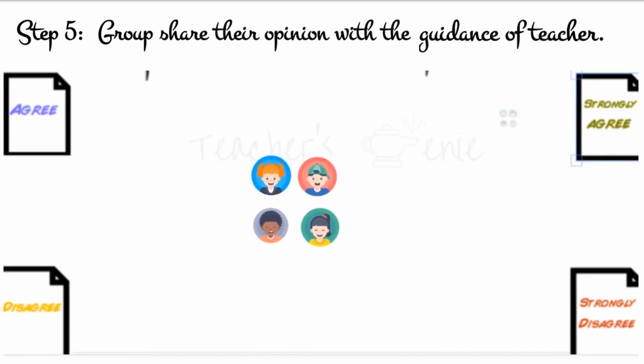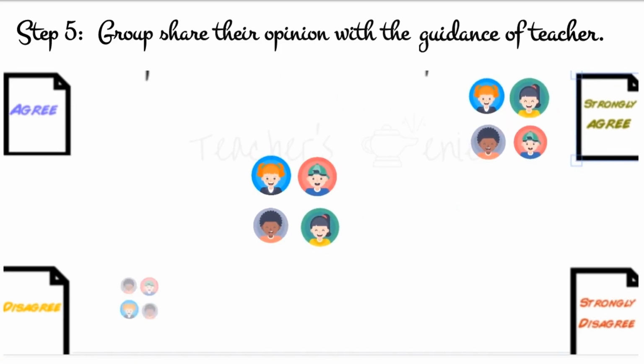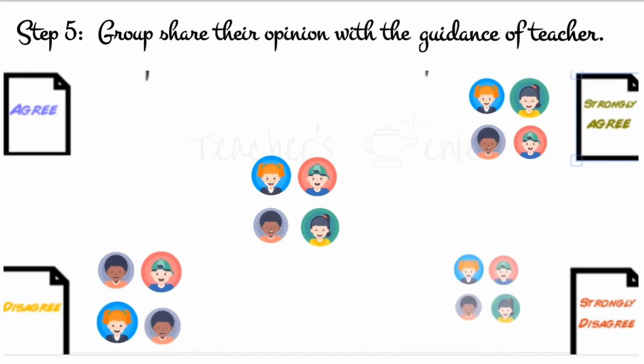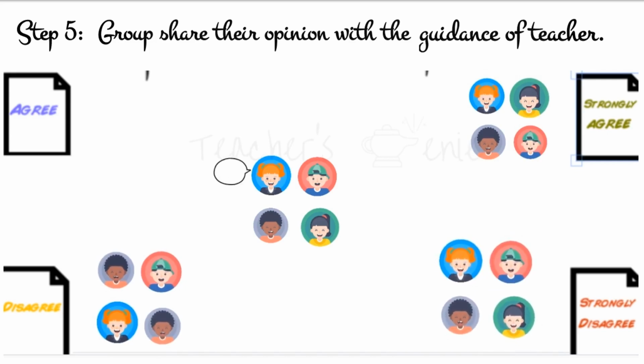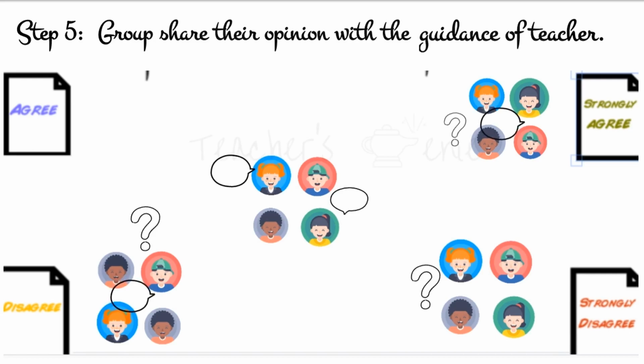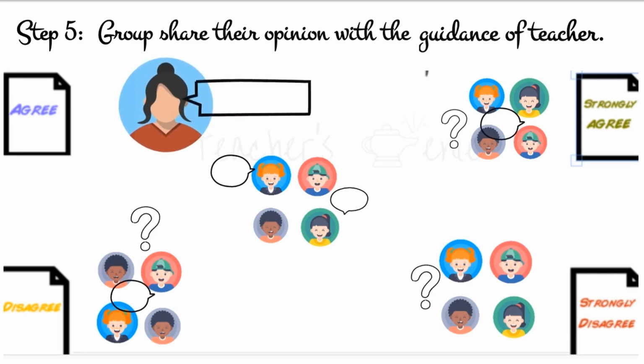Step 5 is groups sharing their opinion with the guidance of the teacher. Each group takes turns presenting their viewpoint to the rest of the class, providing evidence to support their answer. Other students listen and engage with the viewpoints presented by the group. They may ask questions, challenge assumptions, or seek clarification to deepen their understanding of the topic. Throughout the discussion, the teacher encourages critical thinking and active participation, guiding students to analyze the strengths and weaknesses of each perspective.